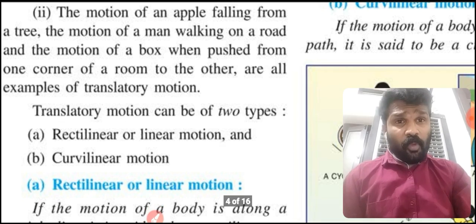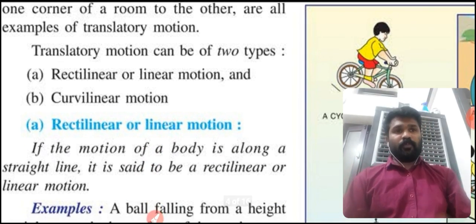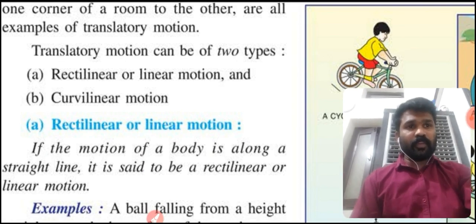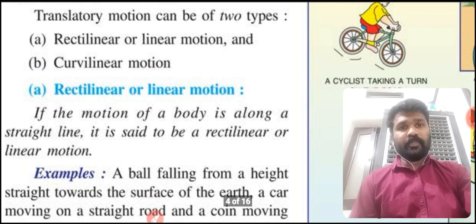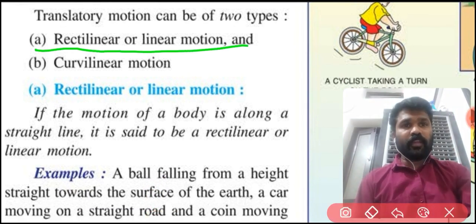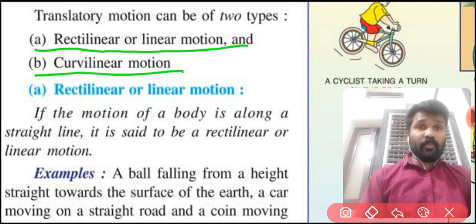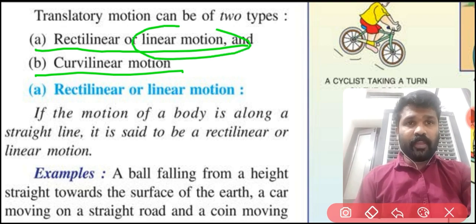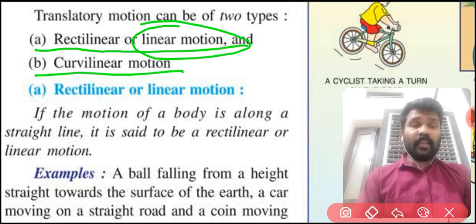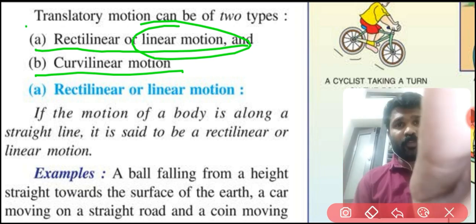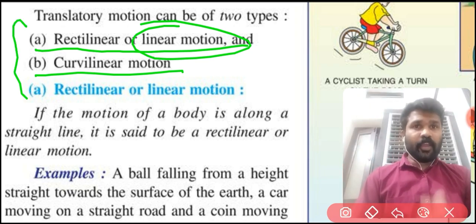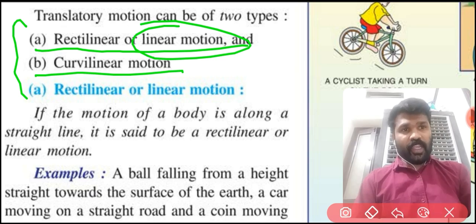Translatory motion can be of two types. First one, rectilinear motion. Second one, curvilinear motion. Rectilinear motion is also called linear motion. Please underline it: rectilinear motion and curvilinear motion.